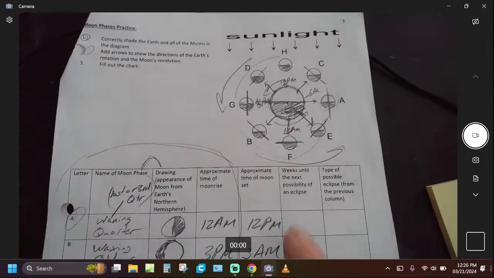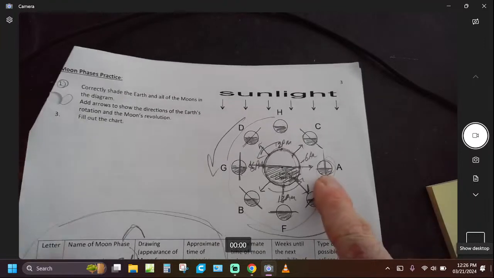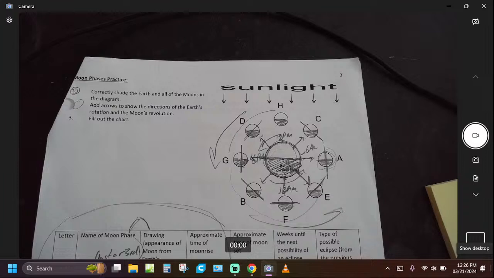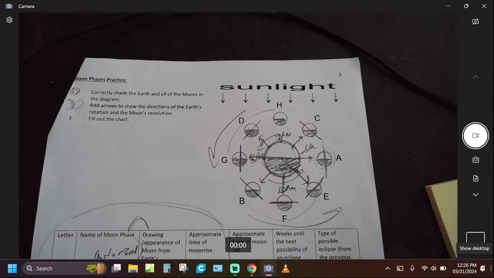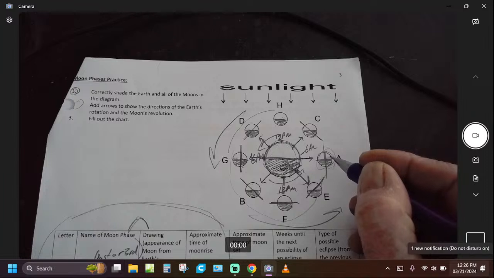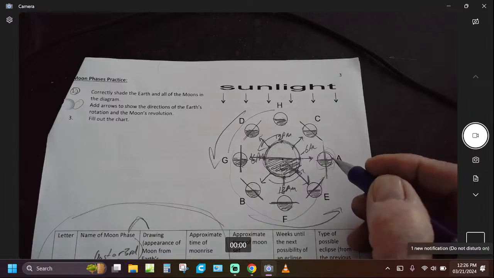So this first question is about moon A. It's right there. You can label your diagram however you want, but the first question is the number of weeks until the next possibility of an eclipse. So think about it. Don't say it yet. Just think.